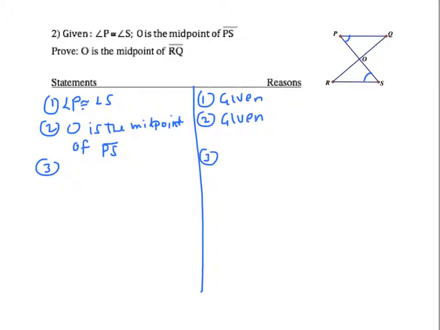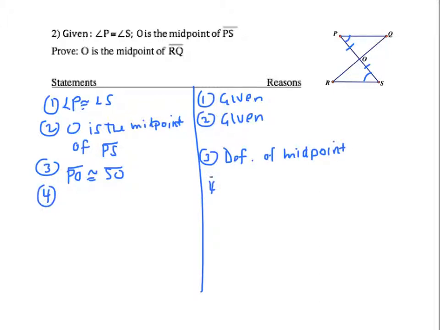So if O is the midpoint of line segment PS, then that means that O has to divide line segment PS into two congruent segments. So I marked those segments congruent in the diagram, and now we'll put it in the proof. PO is congruent to SO, and the reason is definition of midpoint. That's what a midpoint does. It divides a segment into two congruent segments.